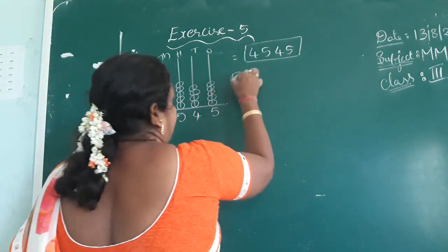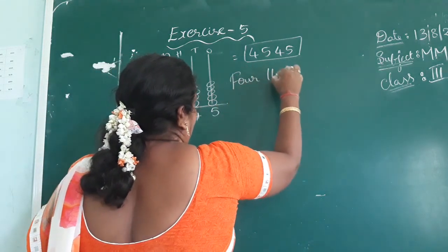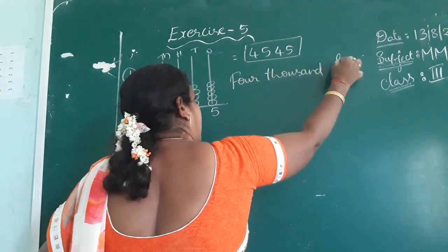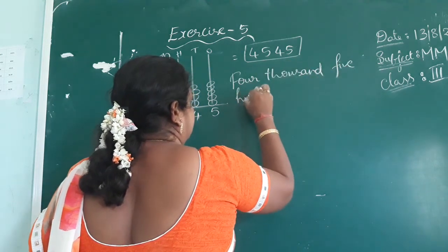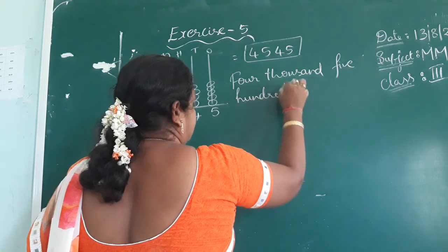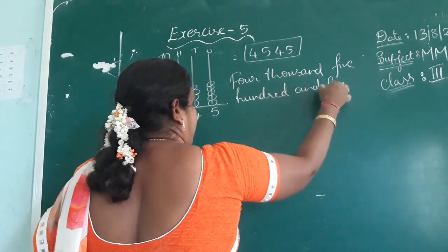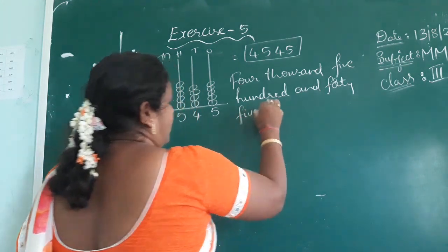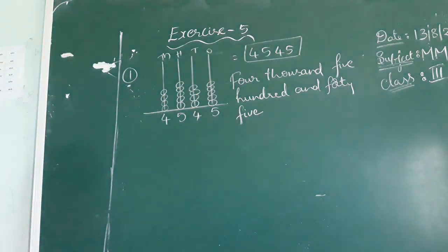4,545. Write the number name. 4,545 and 45. 4,545. Next one.